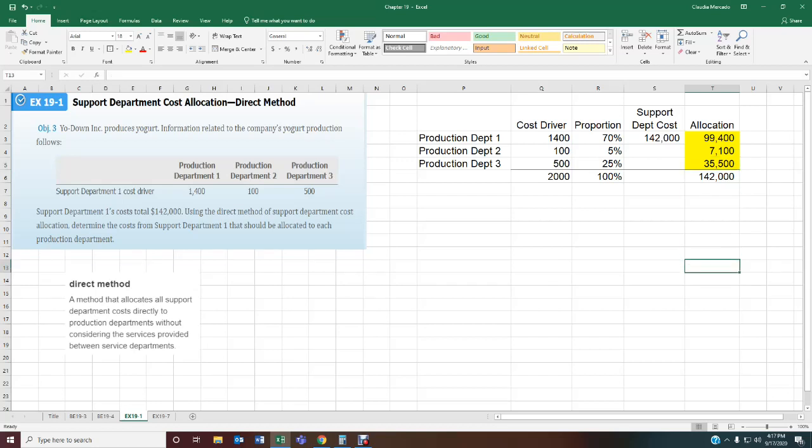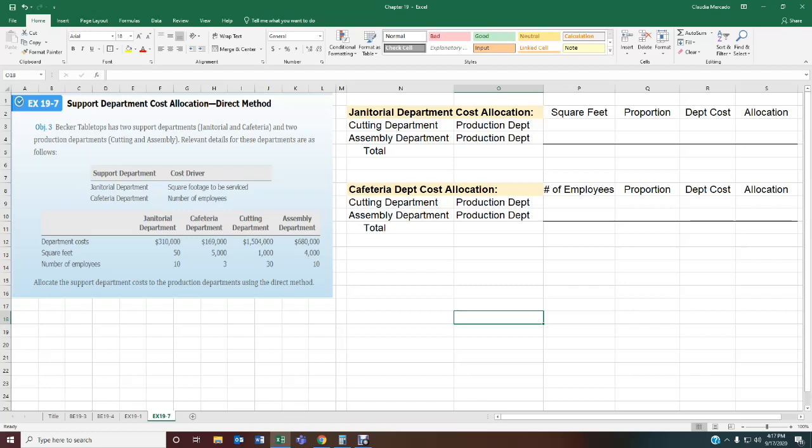So remember, in this case, we talked about the direct method, which basically is a method to allocate all support department costs directly to production departments without considering the services provided between service departments. Now, this last exercise that you're going to be having, exercise 19.7, you're going to have something similar to this on your test. This problem deals with support department cost allocation using the direct method.